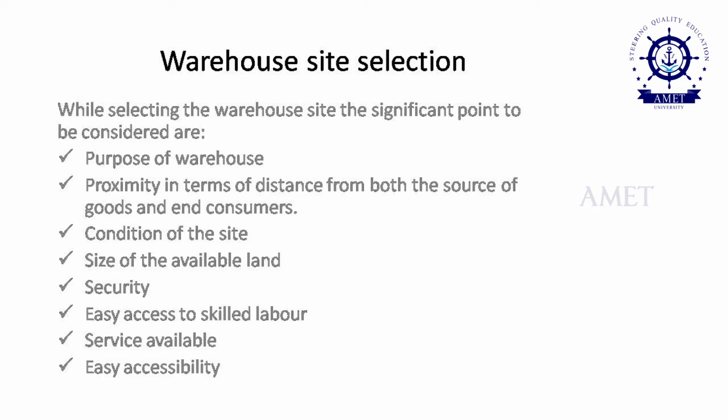The warehouse site selection. How are we selecting the site? See, while selecting the warehouse, you have to see more significant points to consider. Number one, the purpose of warehouse. What kind of product you are going to store? Whether it needs reduced temperature, or normal temperature is required, or high temperature required. So, based on the requirement, you have to select the warehouse.